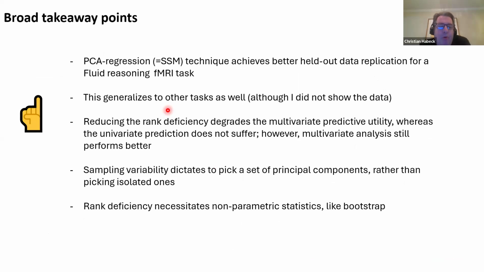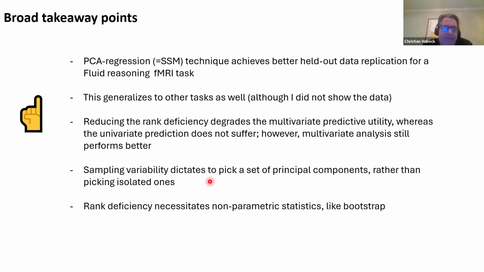So the broad takeaway is that I think the SSM technique, or PCA regression for functional data, gets better held out data replication for prediction of outcomes, right? And this usually works in all the fMRI tasks I usually look at. I can confidently say that multivariate usually works better than univariate. And then, yeah, this just explains again what I showed.